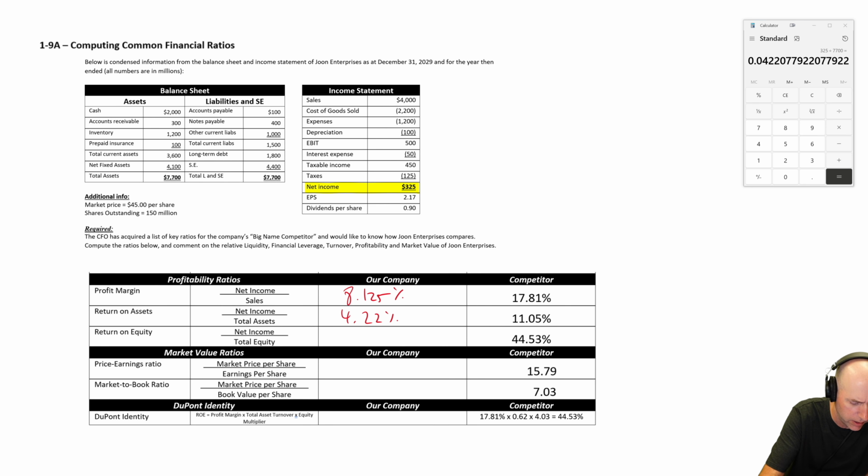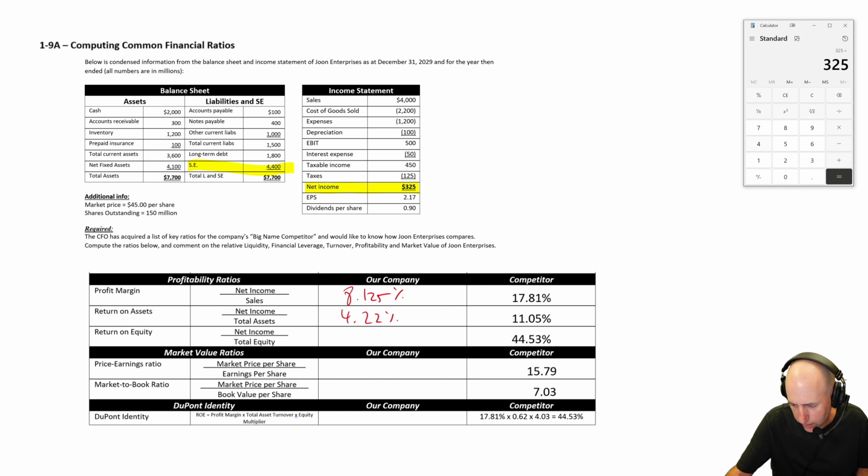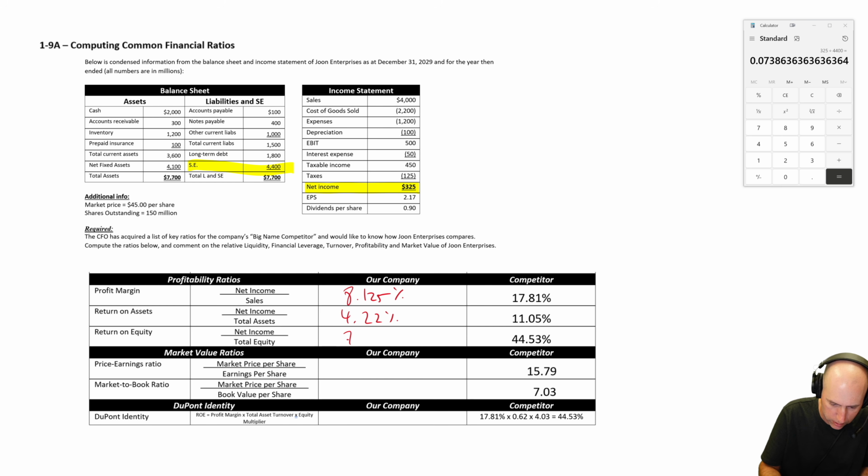Net income divided by shareholders' equity, 325 divided by 4,400. 7.4%, we'll call it. Let's call it 7.39%. And that compares very unfavorably to our competitor at 44%. So you're blowing the doors off us as far as profitability goes. We're not nearly as profitable as our main competitor.